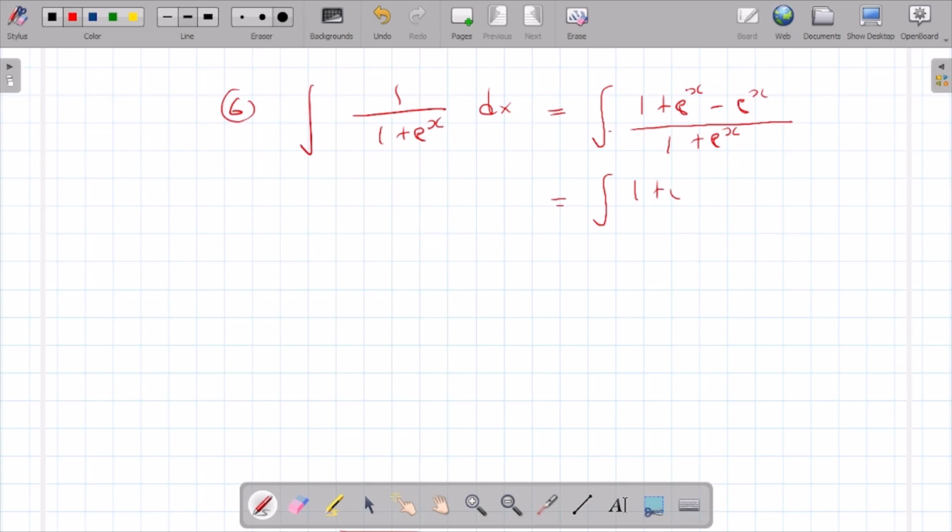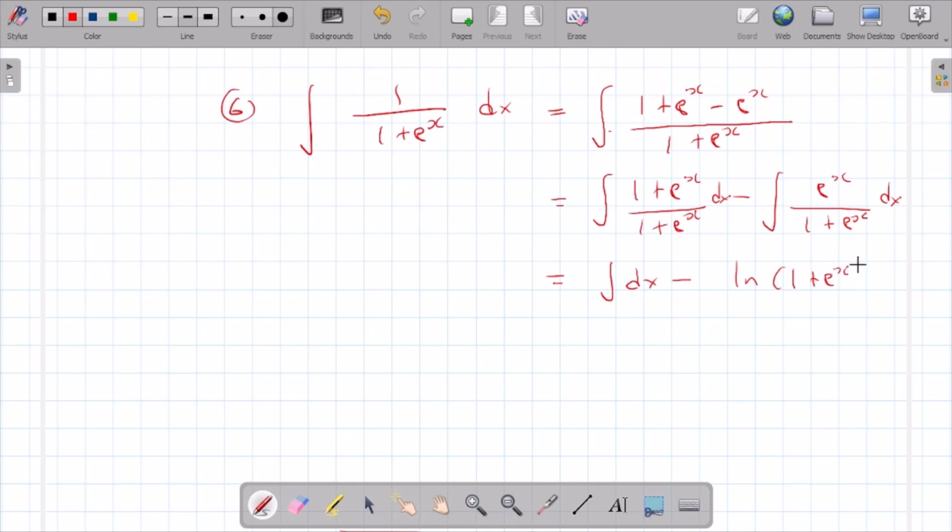The integral of 1 plus e to the power of x divided by 1 plus e to the power of x, minus the integral of e to the power of x over 1 plus e to the power of x. Now for the first one, this is dx. So this is going to be the integral of dx, minus, look at what we have here. The derivative of 1 plus e to the power of x is e to the power of x. So this is already in the form u prime over u. So this is going to evaluate to the natural log of 1 plus e to the power of x.